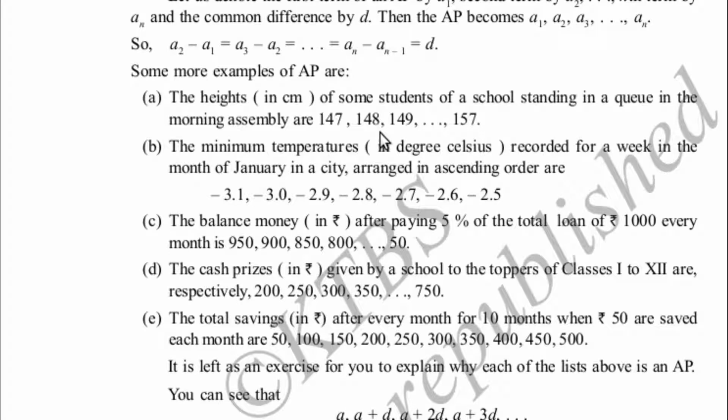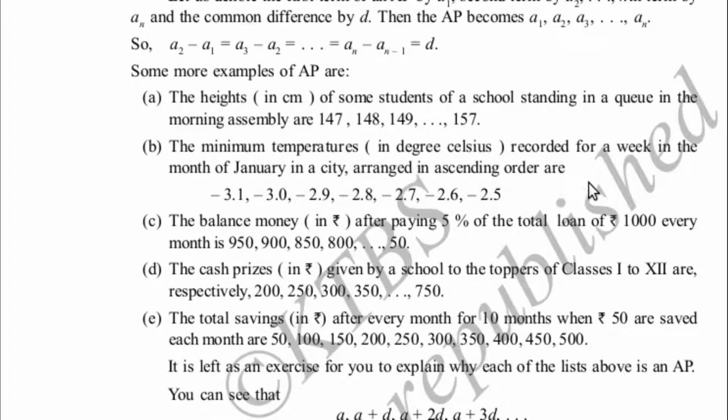In the first example, the height of the first student is 147 centimeters. The height of the last student is 157 centimeters. Here the first term is 147 centimeters and the last term is 157 centimeters. In this case we can count the number of terms in the list since it has the first term and the last term.